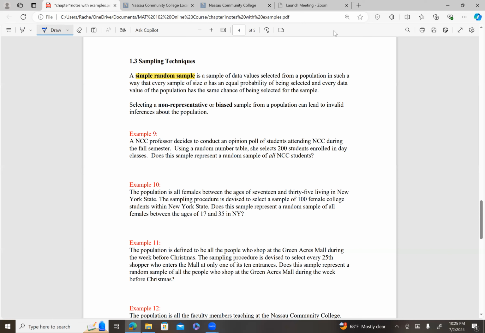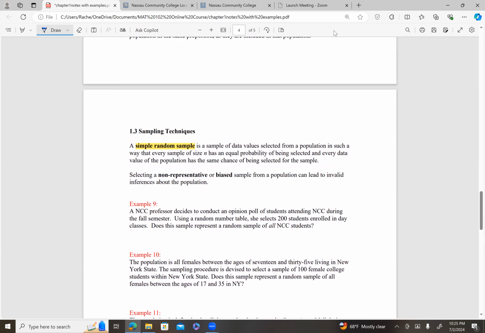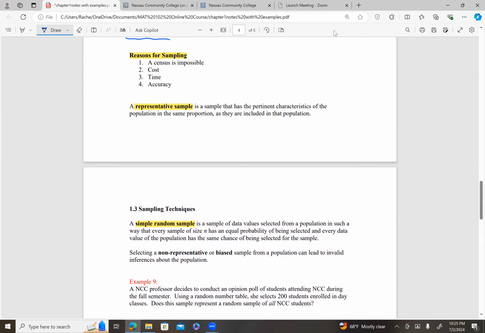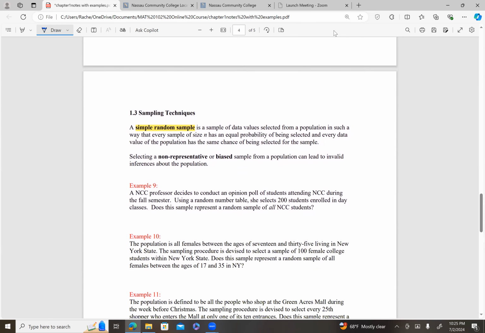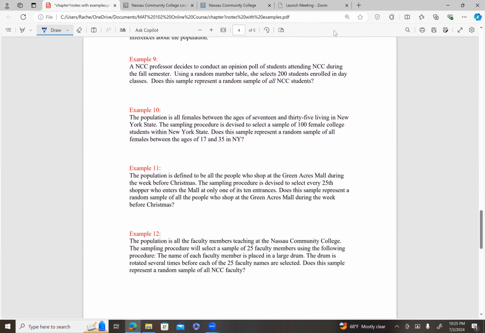Selecting a non-representative or a biased sample from a population can lead to invalid inferences or conclusions about the population. So we always want our sample to be representative or not biased. So let's make sure we understand these terms. And I think the best way to do that is let's look at a couple more examples.